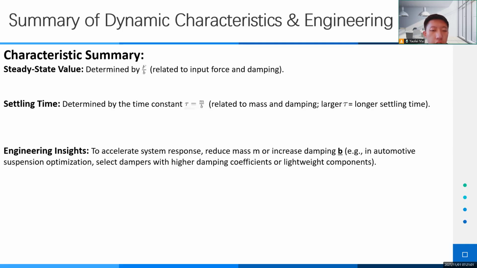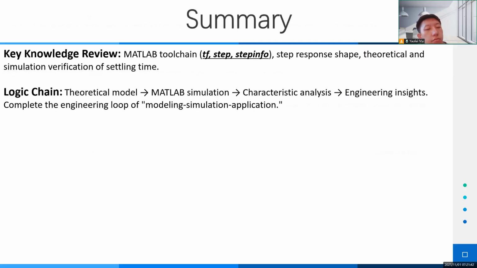What engineering insights can we get from this? If we want the system to respond faster, we have two options. This is useful in real engineering. For example, when designing car suspension, engineers might choose lighter parts or better dampers to make the system respond faster and keep the car stable.